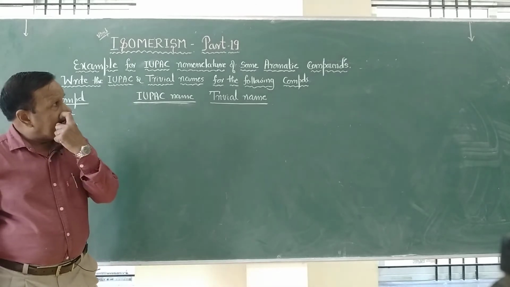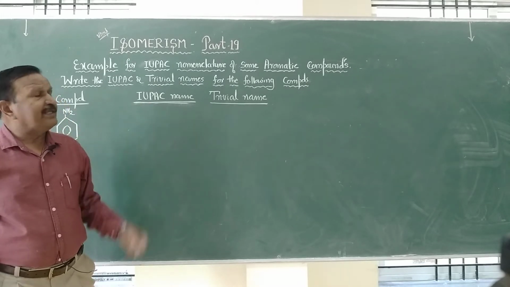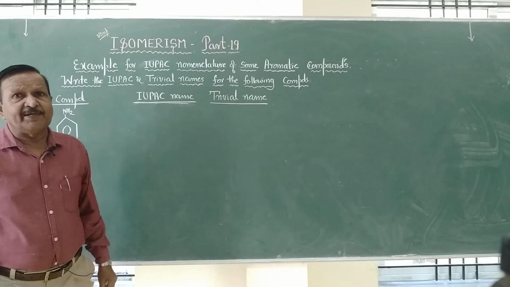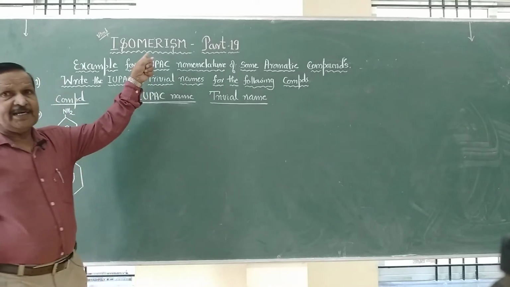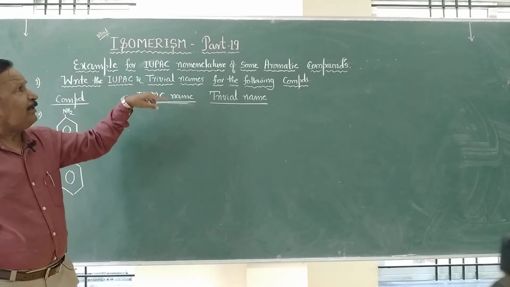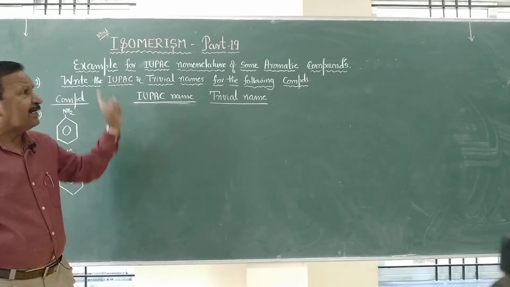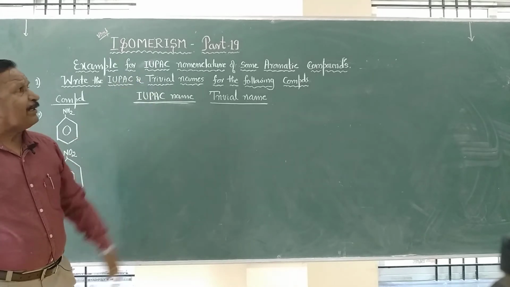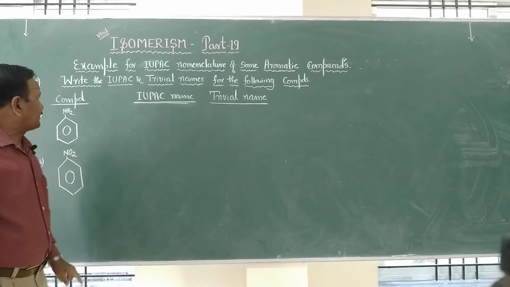And in part 18, we started with the naming of aromatic compounds, and some examples I have taken. Actually, you have to start isomerism, which is next important for you. But before starting isomerism, let me take some more examples of IUPAC nomenclature of some aromatic compounds.